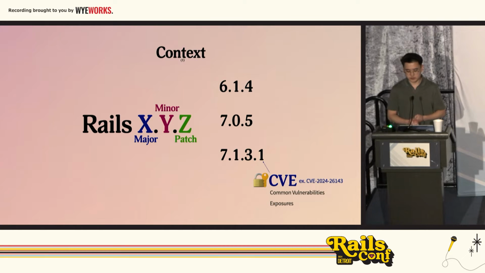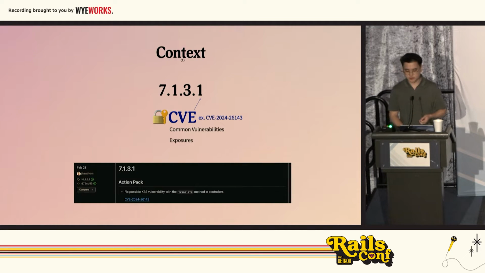There's a 4th version to make note of as well, which you may have seen before. This is the security patch number, and it is equally important. These version releases are generally paired with a security incident CVE. In this example, you can see how this patch contains a fix for a security vulnerability in ActionPack.